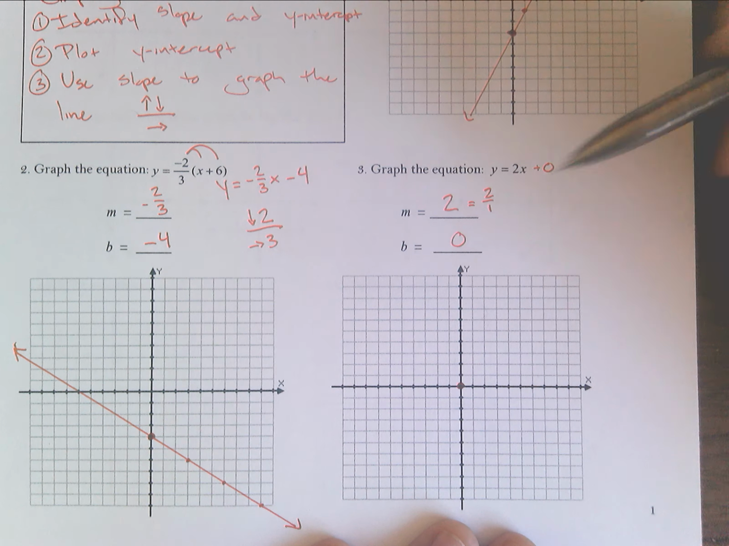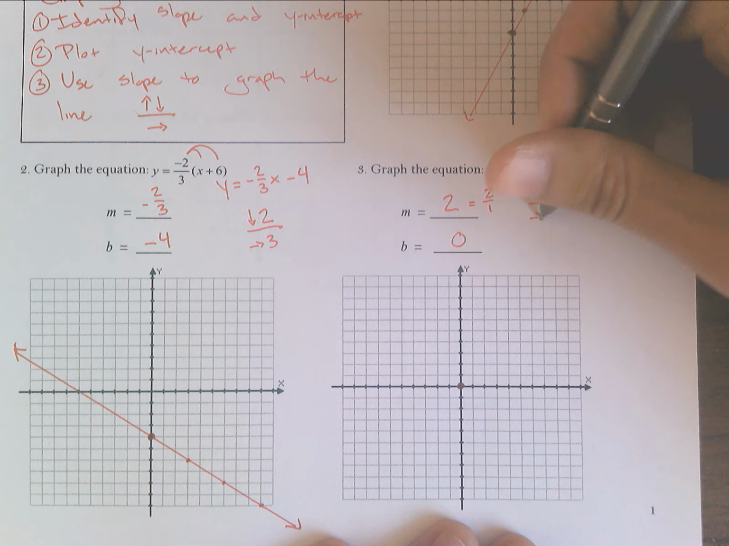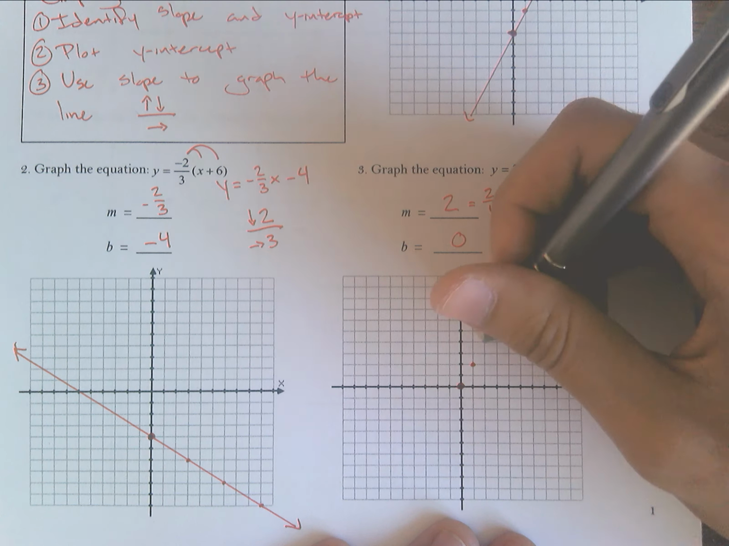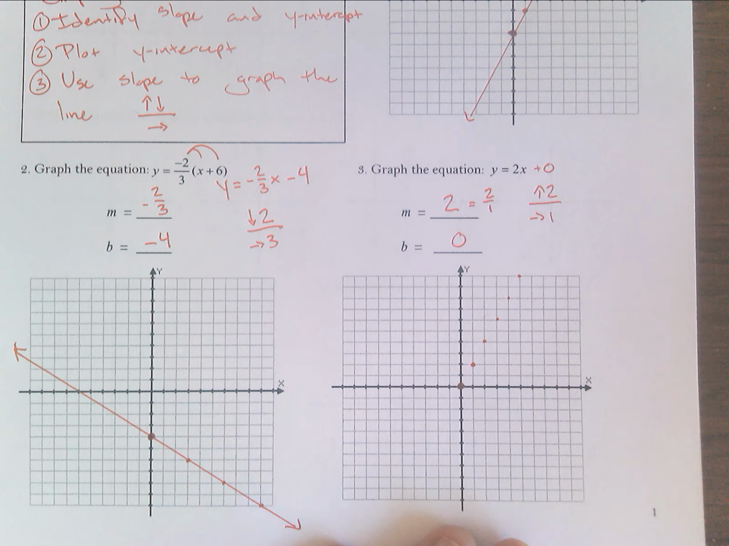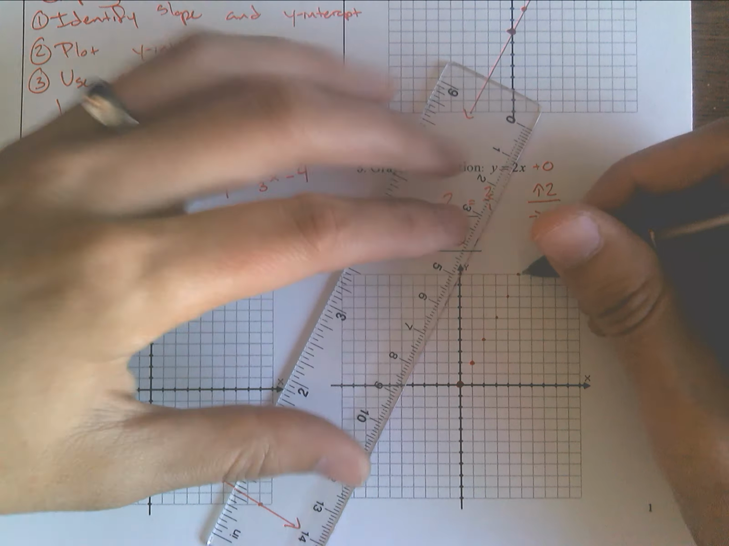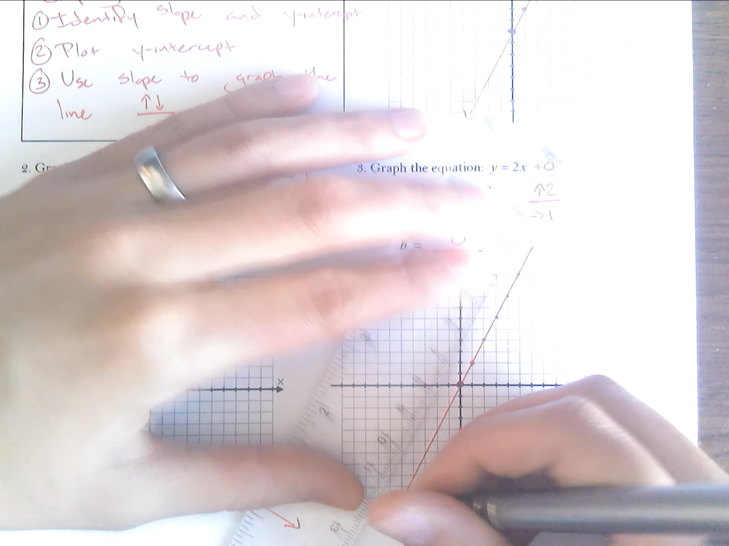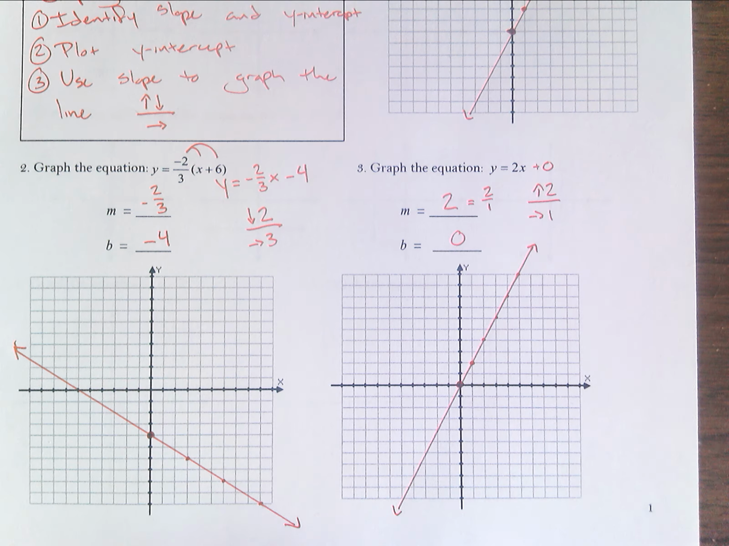And then our slope is 2 over 1. So we have up 2 and right 1. So we're going to go up 2, right 1, up 2, right 1, and so on. You don't have to plot all the points, just enough for it to be sufficient to draw a line. So usually I plot at least 3. All right, so that is graphing lines in slope-intercept form. Go ahead and flip the page.